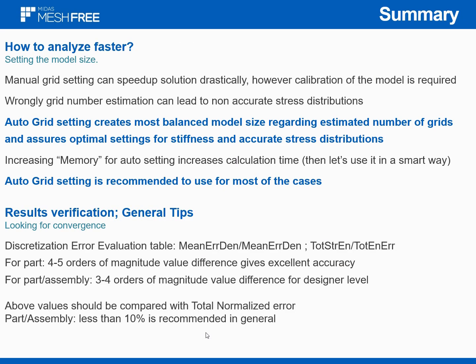So how to analyze faster? As I said many times, automatic grid setting creates most balanced model size just to assure optimal settings for stiffness and accurate stress distributions. Manual approach can speed up solution drastically, but you have to spend some time for the calibration. And when your estimation of the cells will be wrong or not enough, this can lead to non-accurate stress distributions, but only stress distribution, not the value, as I said. And in terms of stiffness, you can still get correct stiffness distribution.